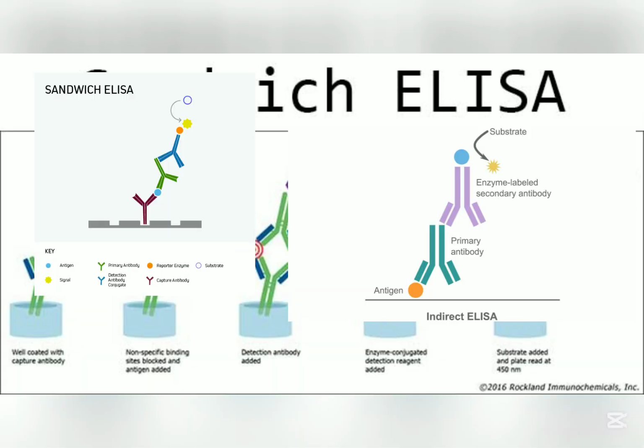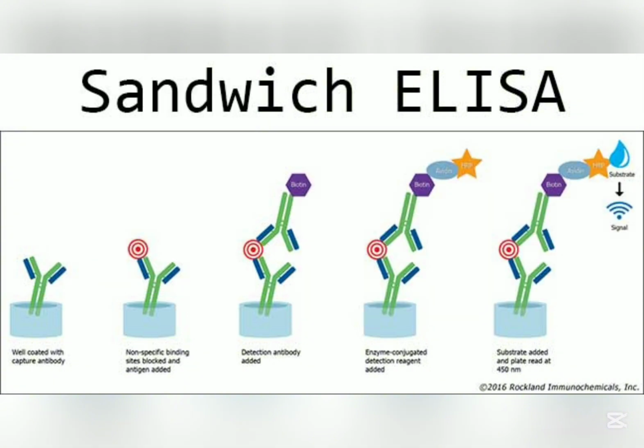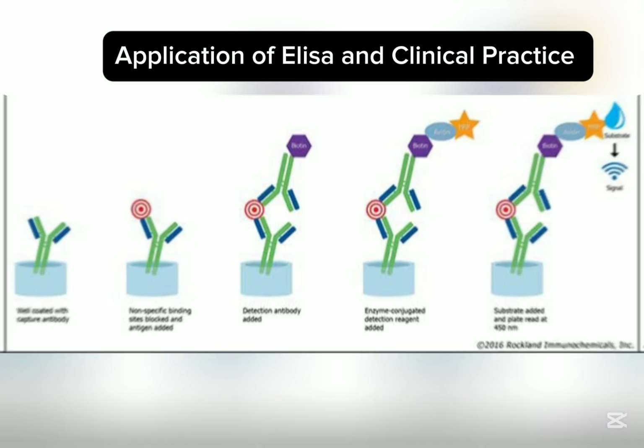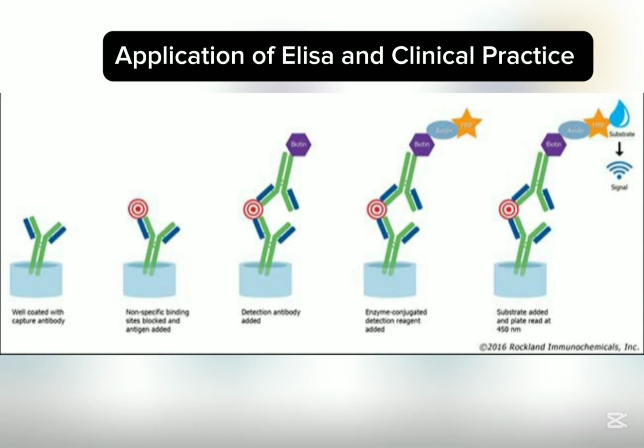Then for the sandwich, the antigen is sandwiched between two antibodies, but for the indirect, primary antibodies bind to the antigen, then secondary antibodies bind to the primary antibody. For the sandwich, there is high sensitivity due to two antibodies binding, and for the indirect, moderate sensitivity depends on the primary antibody. We go to the next, which says the applications of ELISA in clinical practice.